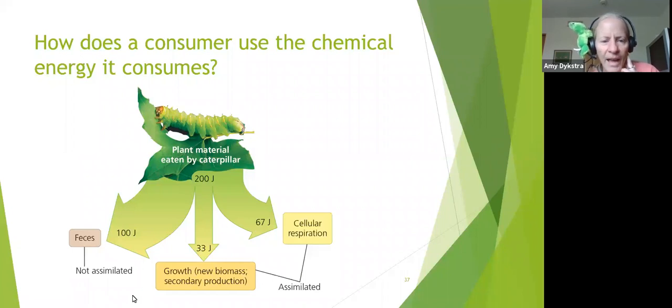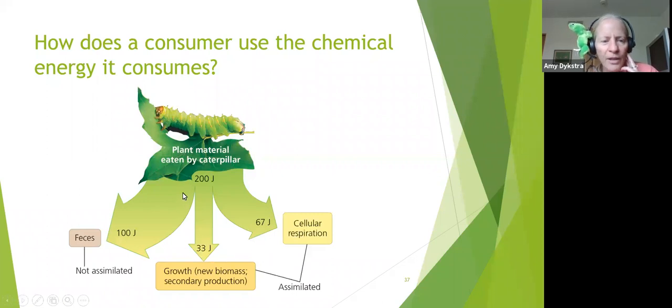And that is actually the amount of new biomass that is being stored by this caterpillar, this animal that's eating a plant. And that is the secondary production. And so this is all of the plant material that is assimilated into the body of the caterpillar and then either burned for energy in cellular respiration or stored in that caterpillar's body.